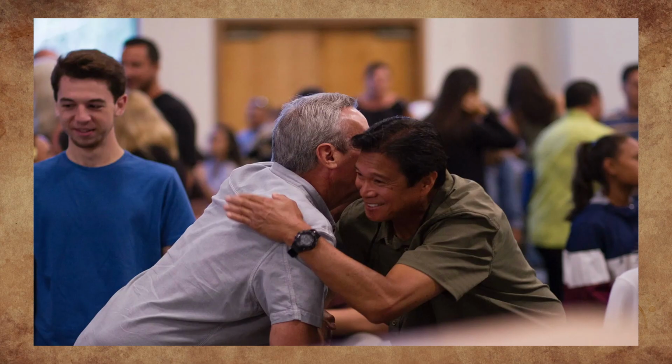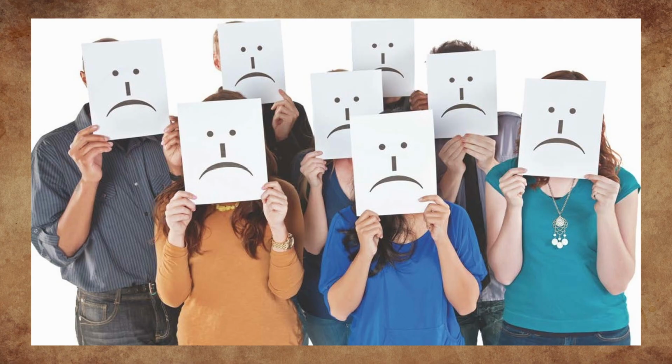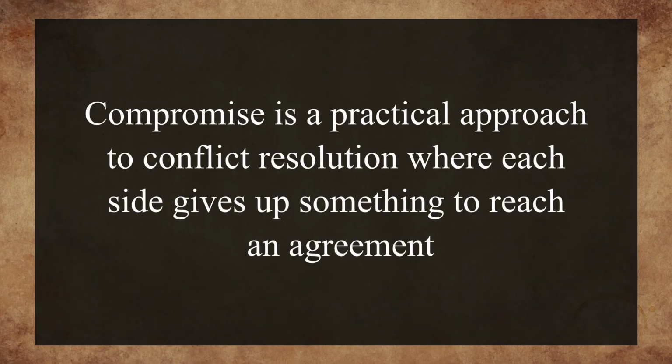The purpose of compromise is to resolve conflicts quickly when time is limited or when a perfect solution is not possible. For example, if team members disagree on meeting schedules, each person may adjust their availability slightly to reach an acceptable agreement. While compromise helps reduce tension and reach quick resolutions, it may sometimes leave individuals partially dissatisfied, especially if deeper issues remain unresolved. Compromise is a practical approach to conflict resolution where each side gives up something to reach an agreement.